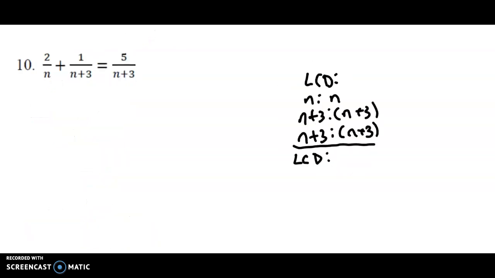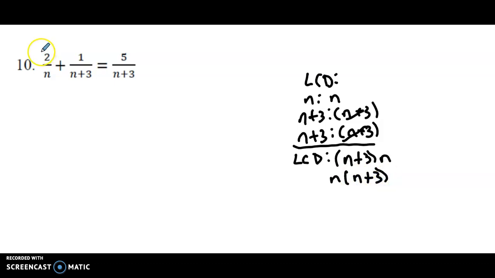Number 10. Again, I've kind of factored them all for you already, to save some time. Feel free to pause the video and go ahead and write that down. Again, looking for my LCD: anything that they have in common, then anything left over. Again, I like to have my monomials first.